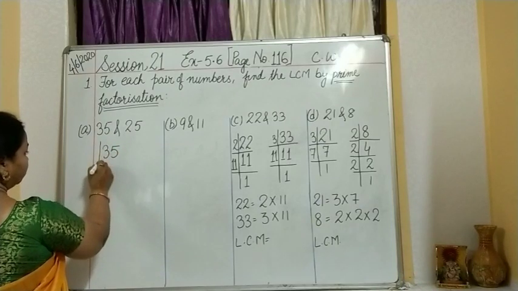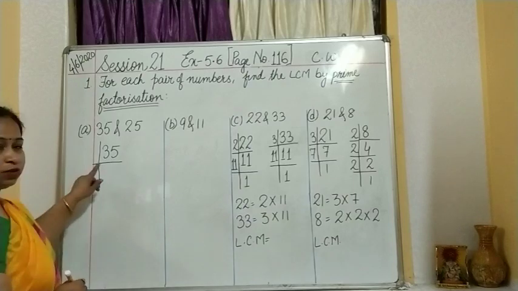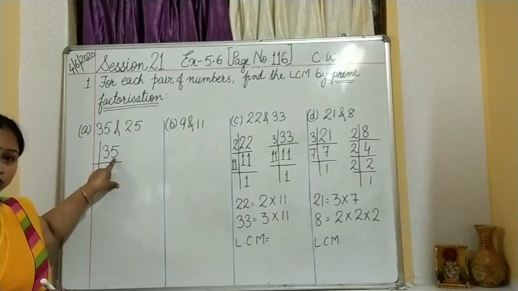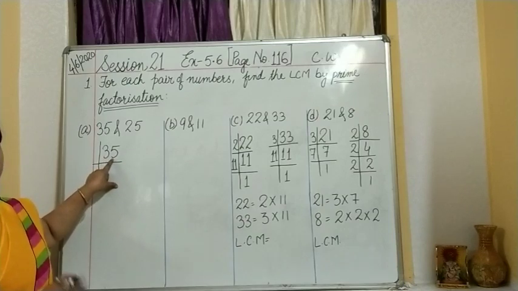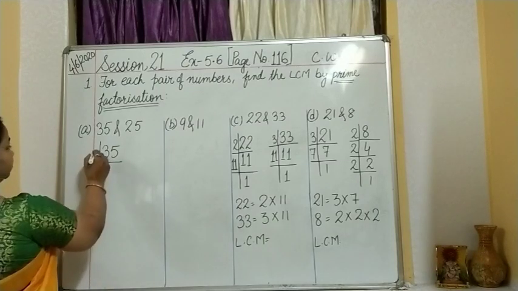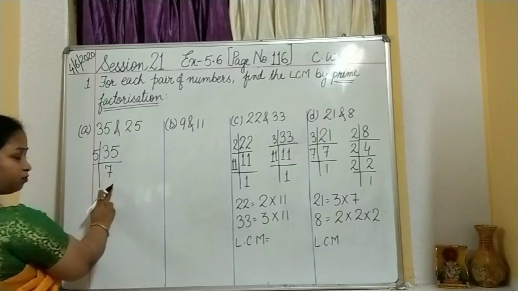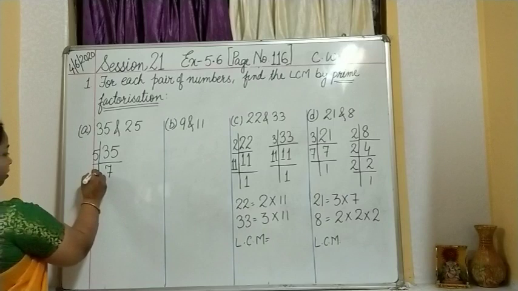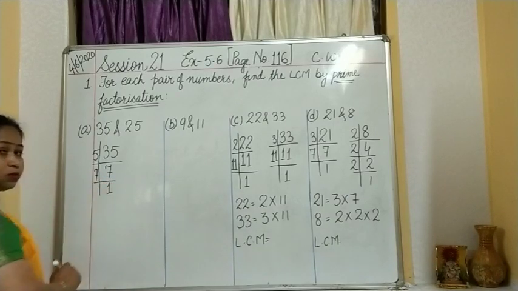35, we will find out the prime factors for 35. Is it divisible by 2? No, because 5 is present. Is it divisible by 3? The next prime number, 3: 3 plus 5 is 8. No. Then what is the next prime number? 5. Okay. So yes, it is divisible by 5. 5 sevens are 35. Now what is 7? 7 itself is a prime number, children. So we divide it by itself and we get 1.